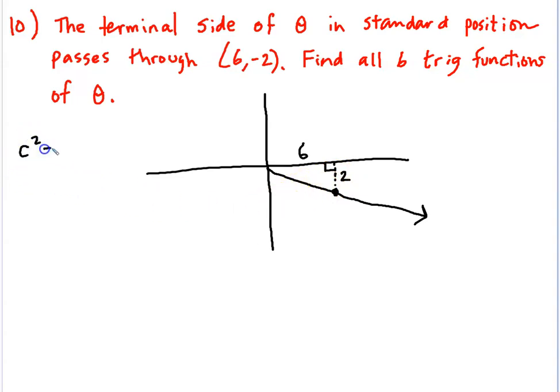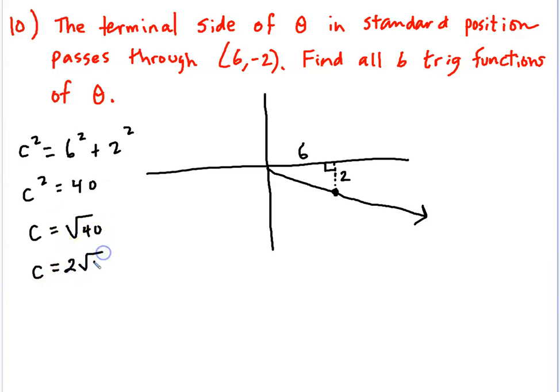So again, c squared equals one leg squared plus the other leg squared. C squared is 36 plus 4, which is 40. C is the square root of 40. So in simplified radical form, that would be 2 times the square root of 10. If you're wondering where that came from, I used the square root of 4 times the square root of 10, and I simplified the square root of 4. So 2 root 10 is the hypotenuse. Here's theta. On these problems, you always put theta close to the origin.